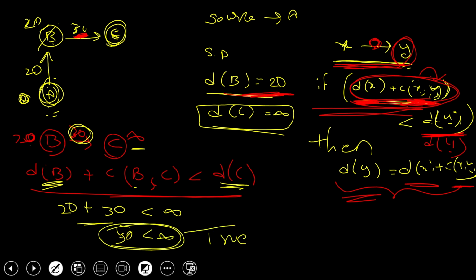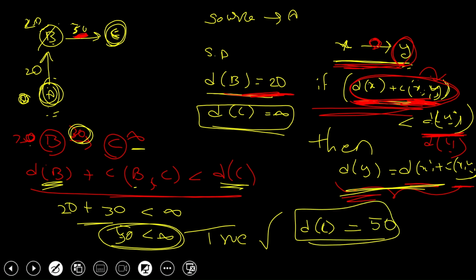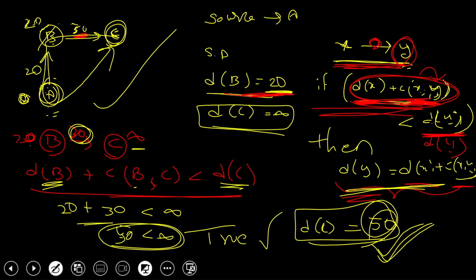Yes, it is true. 50 is less than infinity, yes, it is true. So as this is true, we go to the next step: distance of y, here y means C, distance of C is equal to 50. I hope you understand how we get the distance. The shortest distance from A to B is 20 and A to C is 50, so 20 plus 30, obviously 50. As this is a simple graph, we can do it like that, or we need to apply the formula.